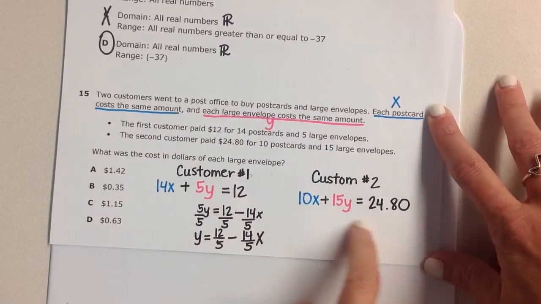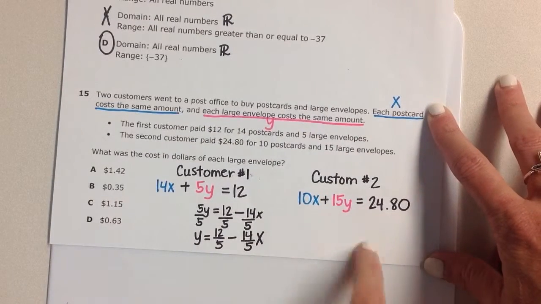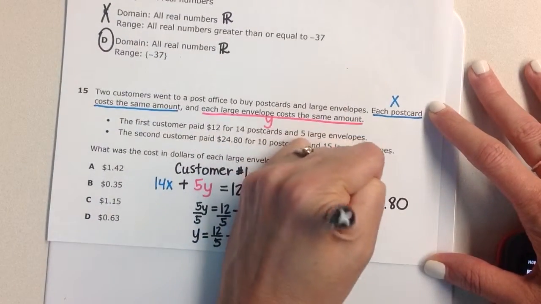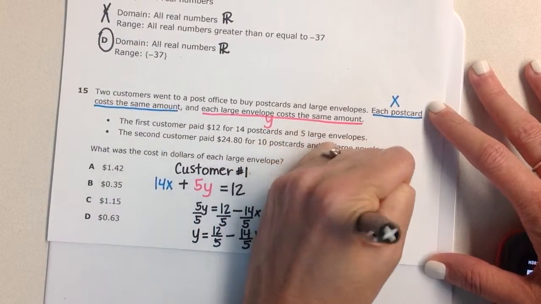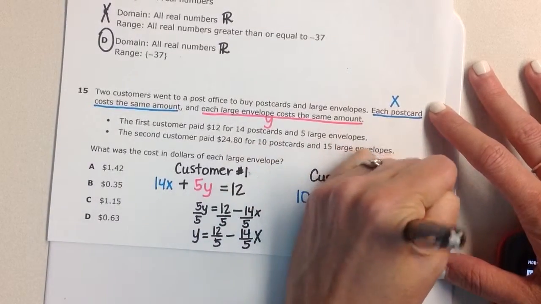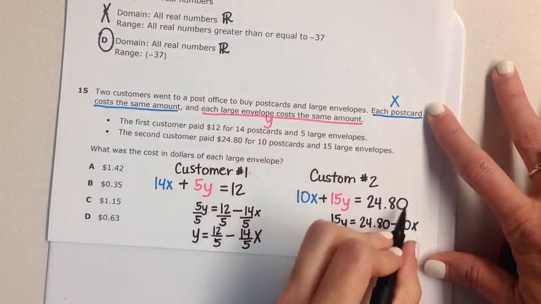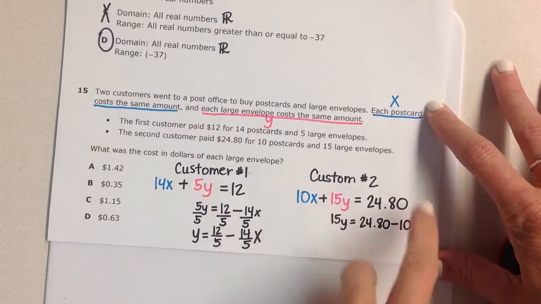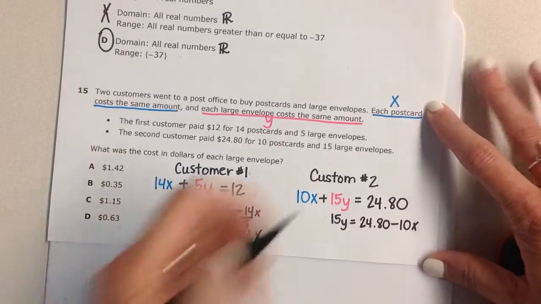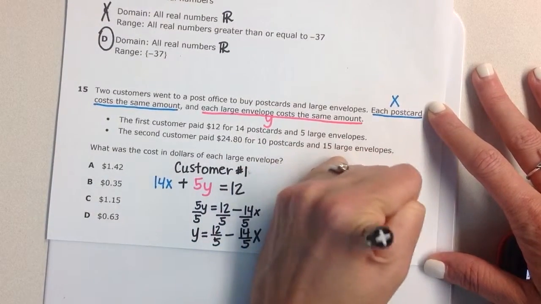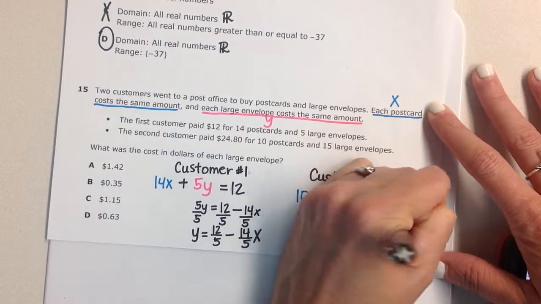And now I'm going to rearrange and make this equation be y equals mx plus b, just like I did for customer 1. So I'm going to have 15y equals $24.80 minus 10x. Because to move the 10x to the other side, I have to subtract 10x from both sides. I'm just not showing that work here. And then I want 1y, so I've got to divide 15 by itself, which means every other number in my equation gets divided by 15.